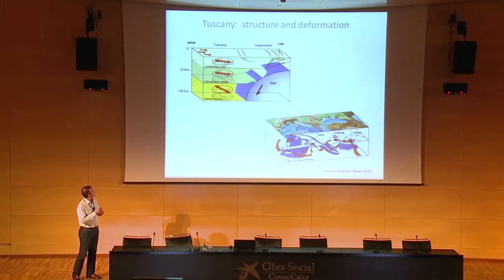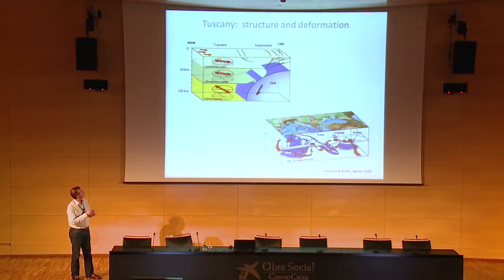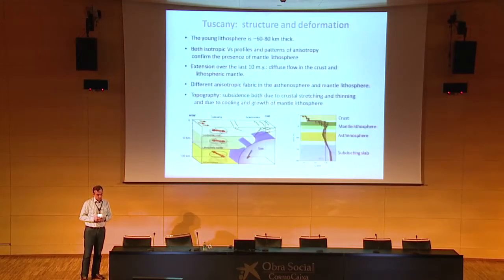So we understand what happens in the lithosphere. There is stretching. What drives the flow in the asthenosphere? The retreat of the Calabrian slab is one strong candidate, but it's going to be a very complex flow in such a complex part of the mantle.